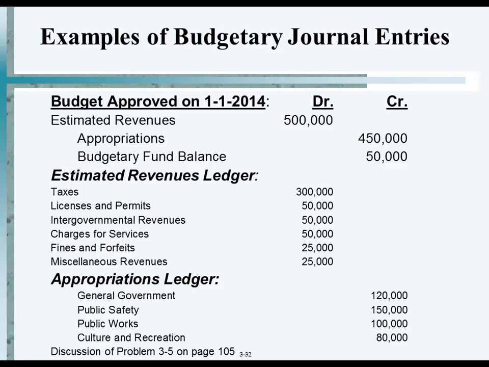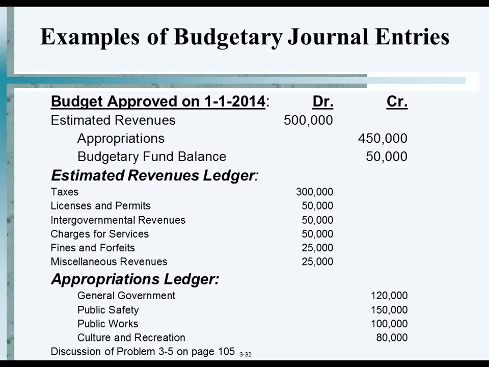Yep. So look at how it's done. So the estimated revenue ledger, all those items add up to what? 500,000, right? And the appropriation ledger, all those items add up to what?